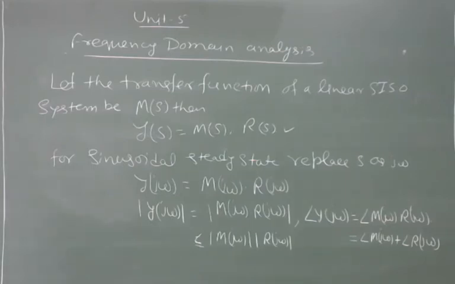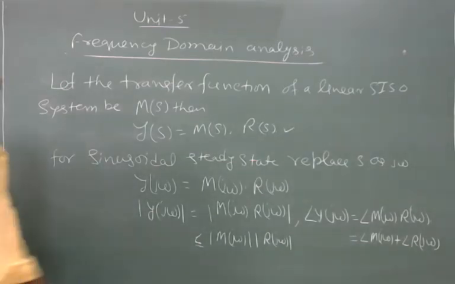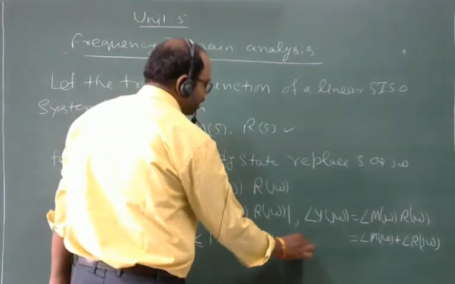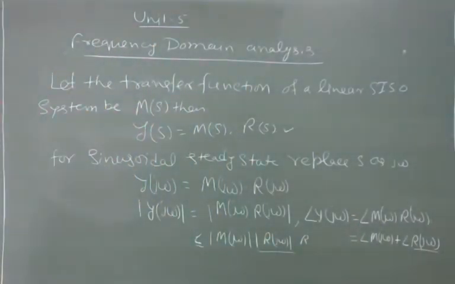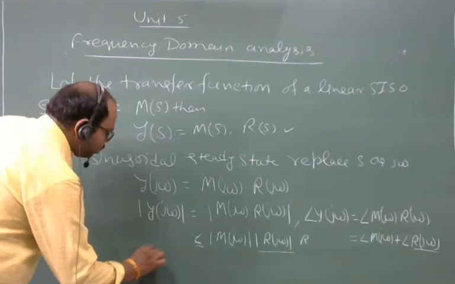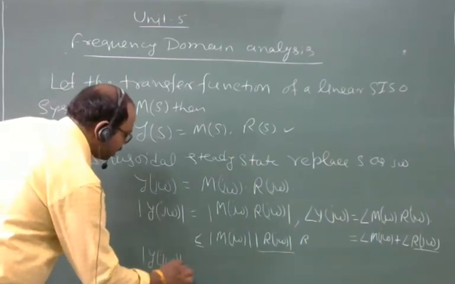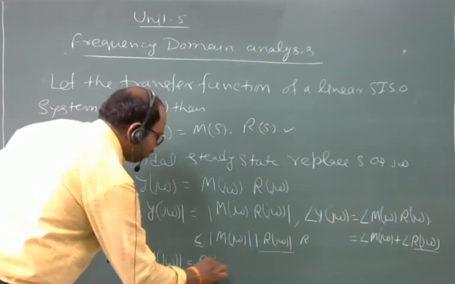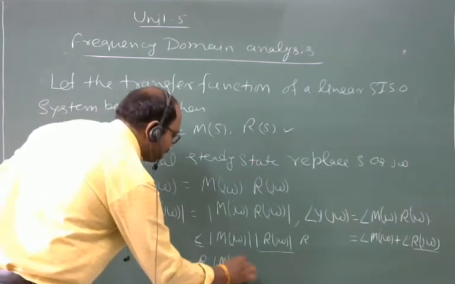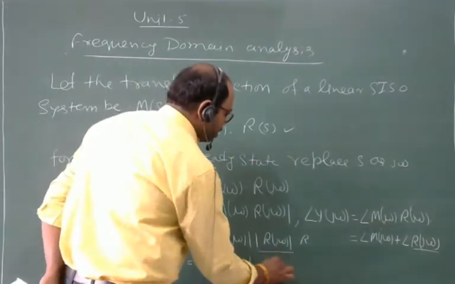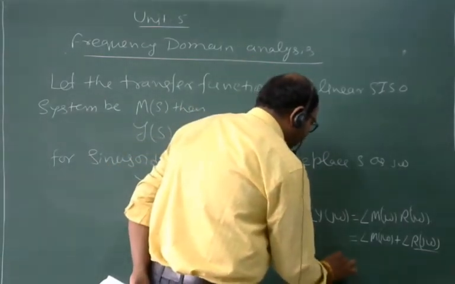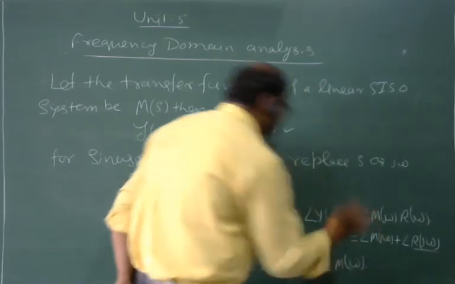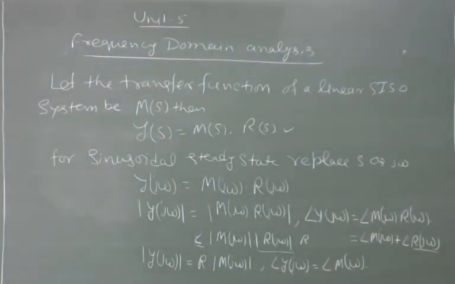Now, if I consider the magnitude of this input R(j omega) to be R, and the angle of this R(j omega) is 0, then our magnitude becomes R times the magnitude of M(j omega), and the angle is equal to the angle of M(j omega), right?